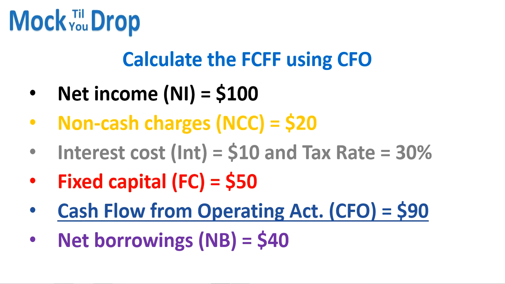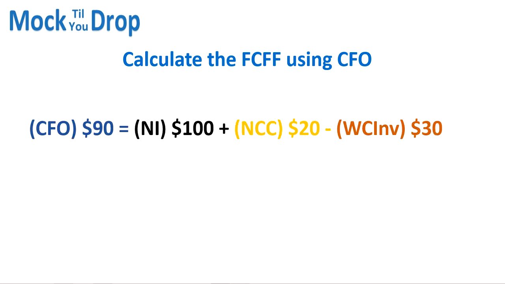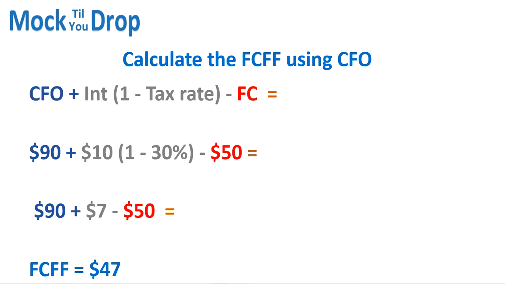Now, what if the problem looks something like this, where we're given cash flow from operating activities, or CFO? Notice how we no longer have the working capital investment in the problem, so we can't solve it like we did before. Well, CFO is simply the net income plus the non-cash charges minus the working capital investment. So we can swap out those three components for CFO, and we get this equation. Notice how the final answer is the same as before. Free cash flow to the firm equals $47.